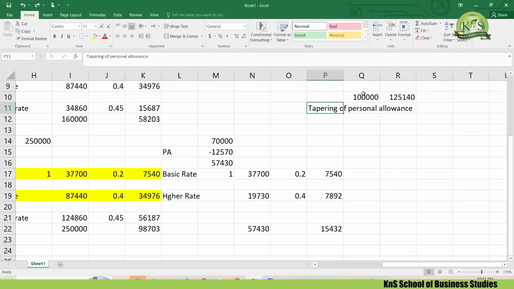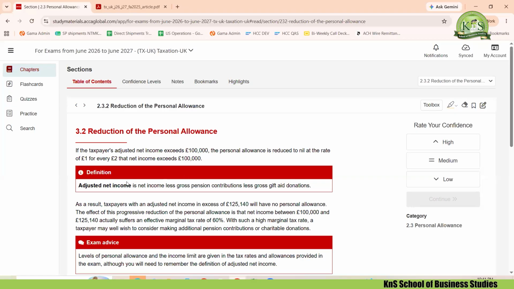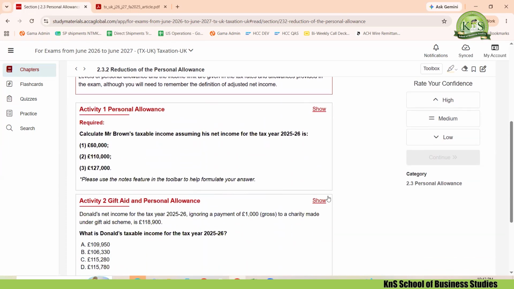If my income is 100,000, I will get the full 12,570. But what if my income is 120,000? I will not get the full 12,570. Rather, my personal allowance will be reduced. Let's go back to our mind map. If your adjusted net income, and by the way, this is the formula for adjusted net income, but right now we don't have these incomes, so we will just take total income as adjusted net income.